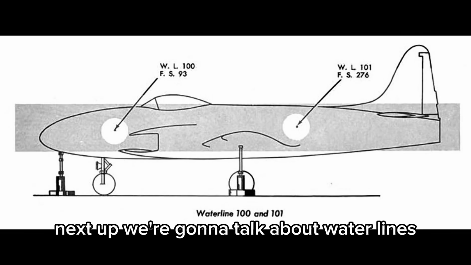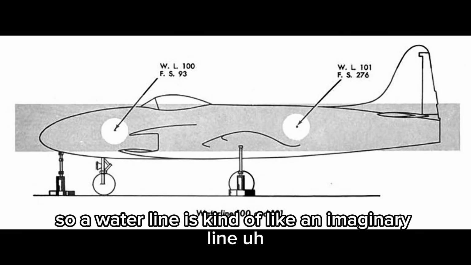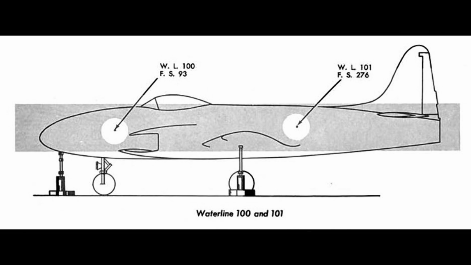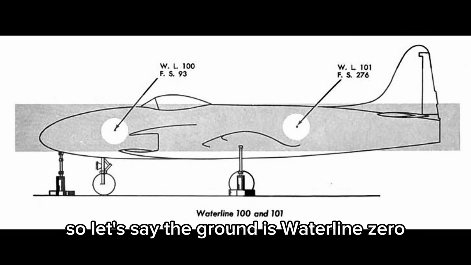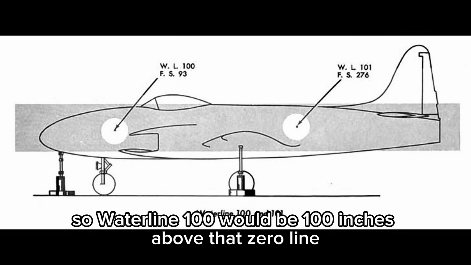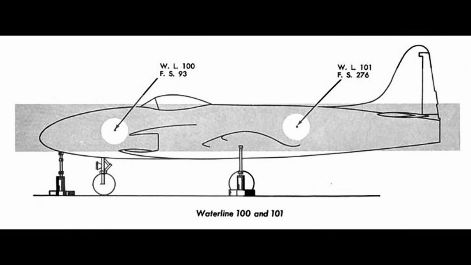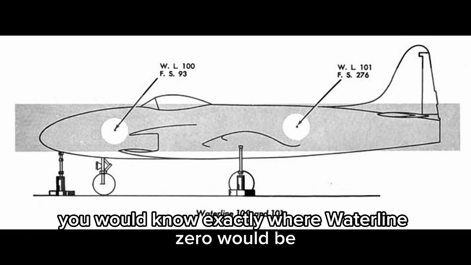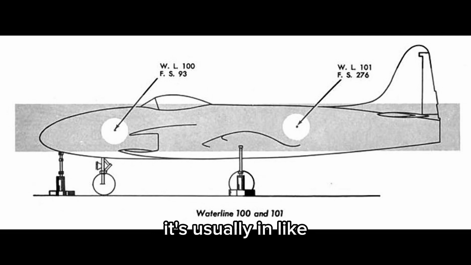Next up, we're going to talk about water lines. A water line is kind of like an imaginary line, which starts from a horizontal reference plane below the fuselage, usually called waterline zero. So let's say the ground is waterline zero, and anything above that would be the reference point. Waterline 100 would be 100 inches above that zero line. And usually in an aircraft maintenance manual, you would know exactly where waterline zero is. It's usually in the aircraft data section.